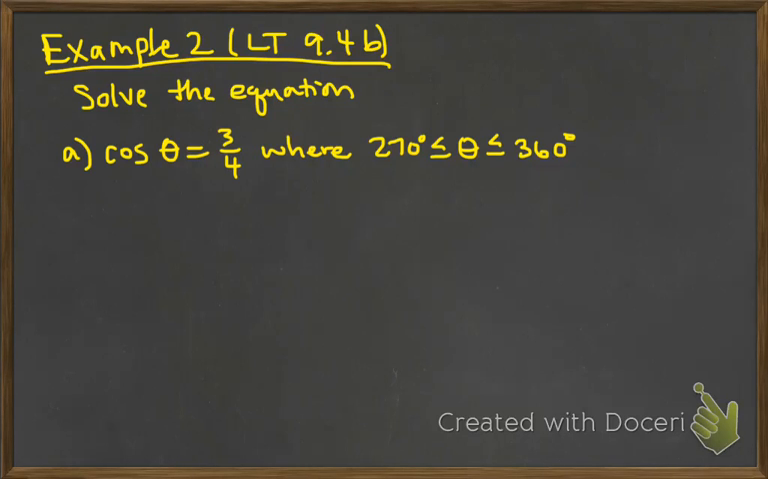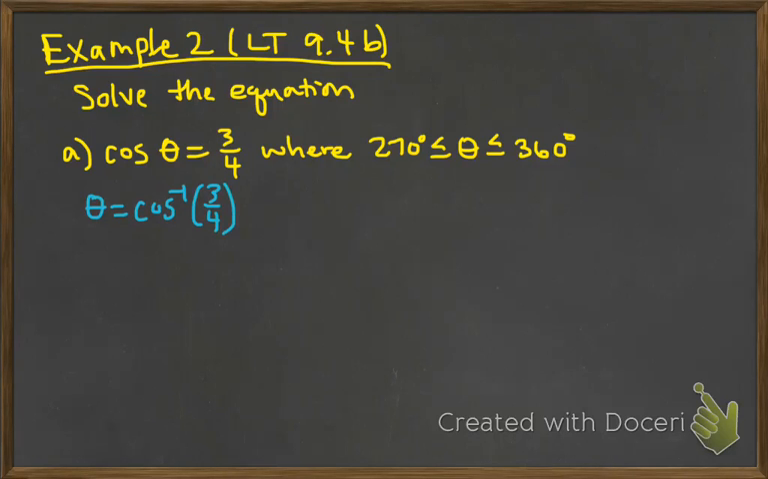So the first type of equation that we're going to look at is one like here in example 2. They want us to solve the equation cosine of theta equals 3/4, where theta is between 270 degrees and 360 degrees. We're going to solve it similar to how we were solving those last ones. So we have to get that inverse cosine. In order to solve for theta, we need to move that cosine over. To do that, we do the inverse cosine. So theta is going to equal the inverse cosine of 3/4.